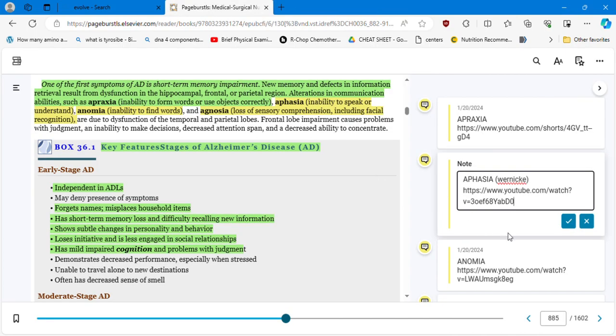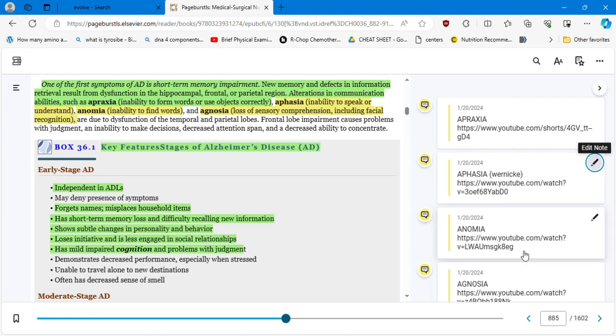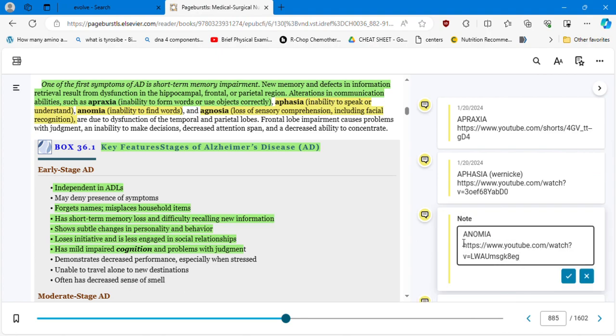Okay, thank you. That was aphasia, inability to speak or understand. Now we're gonna go with anomia. Anomia, let me play the video. So anomia is the inability to find words. Anomia, inability to find words.